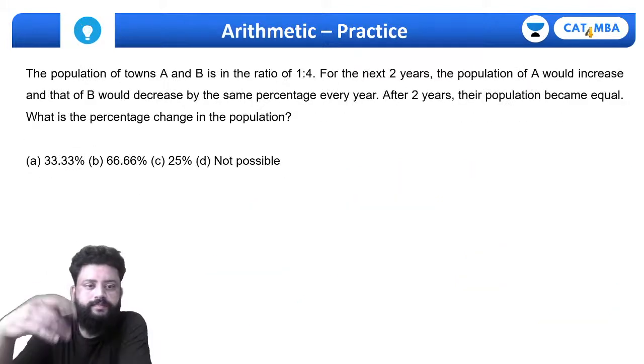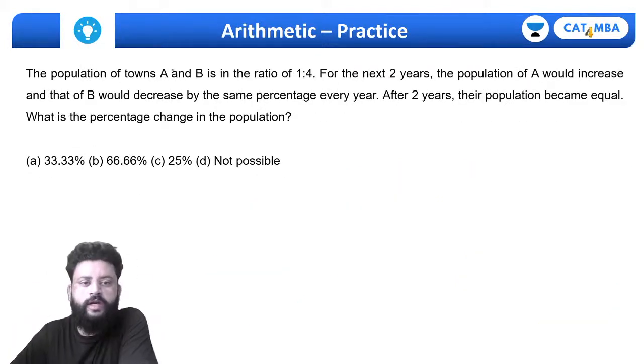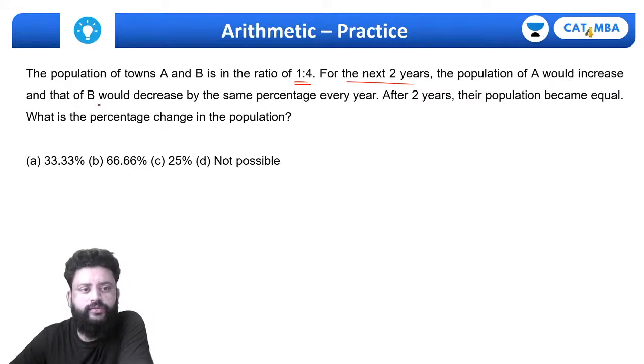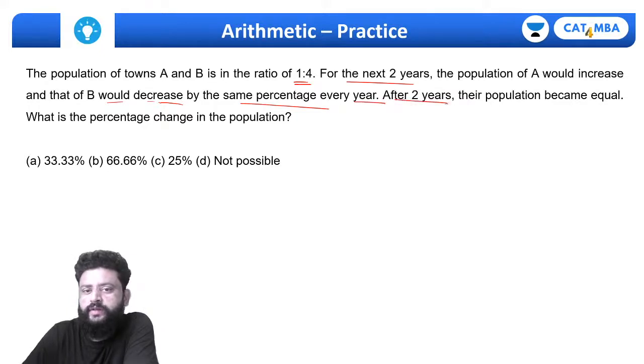Let's move to the next. The population of towns A and B is in the ratio of 1:4. For the next 2 years, the population of A would increase and that of B would decrease by the same percentage every year. So what I can say, x and 4x, these are the populations.